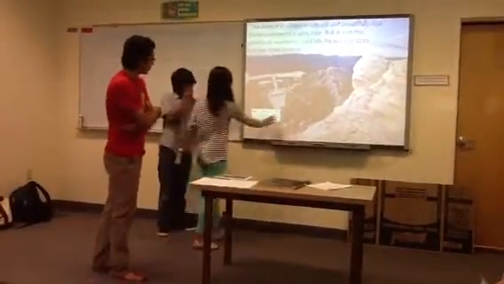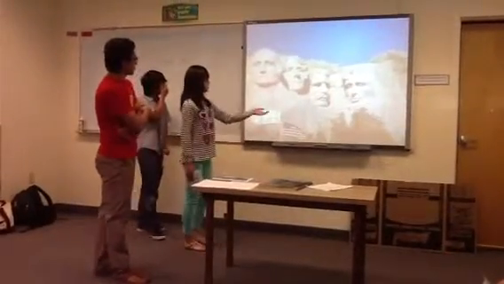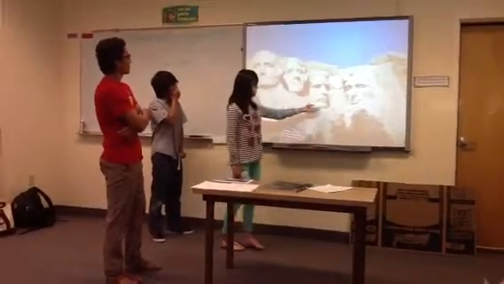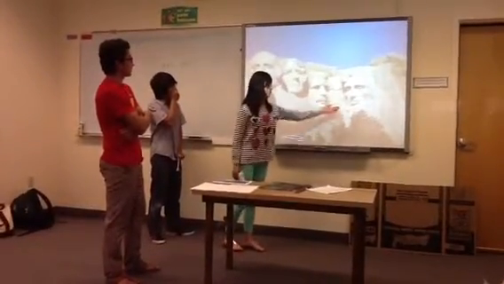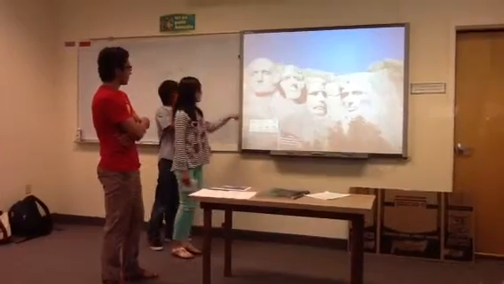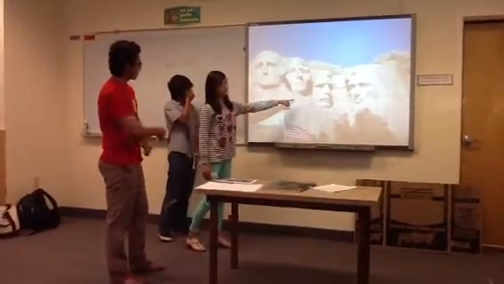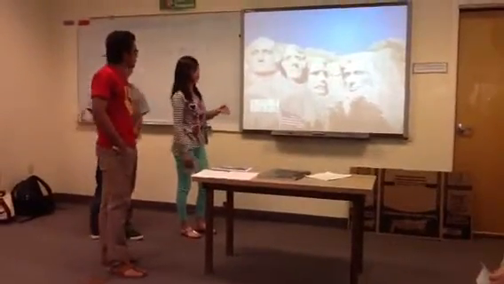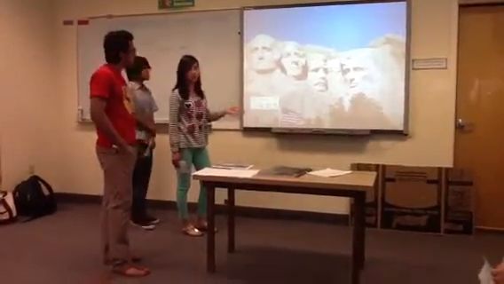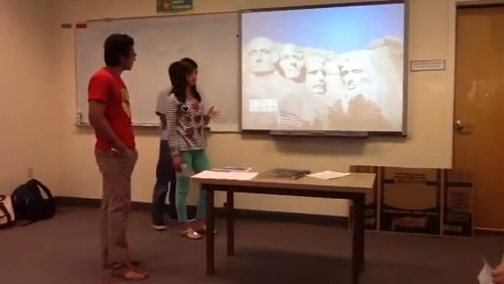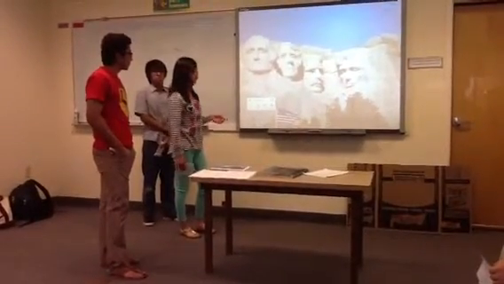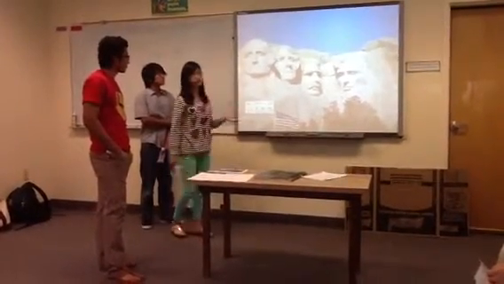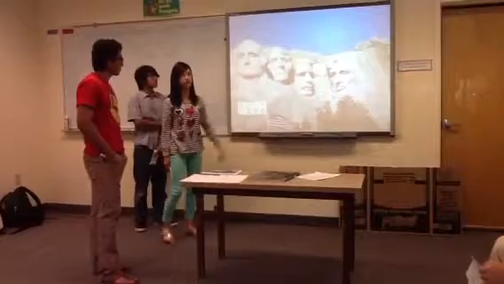And these are the four faces: George Washington, Thomas Jefferson, Theodore Roosevelt, and Lincoln. At first, Thomas Jefferson's face was supposed to be on Washington's right, but after they built Washington's face, they found out the stone was unsuitable, so they couldn't build Jefferson's face on Washington's right, so they built it on the left.